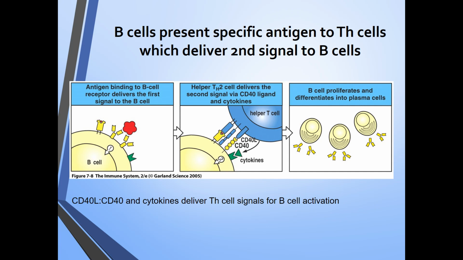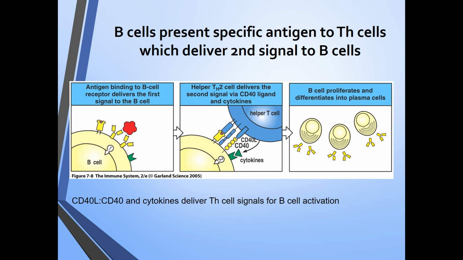So again, the B cells present specific antigen to T helper cells, and then those T helper cells recognize that and deliver the second signal. The second signal here, as you can see in panel 2, is CD40L on the T helper cell and CD40 on the B cell. You can also get cytokines produced by the T helper cell that could help activate and influence differentiation of the B cell.